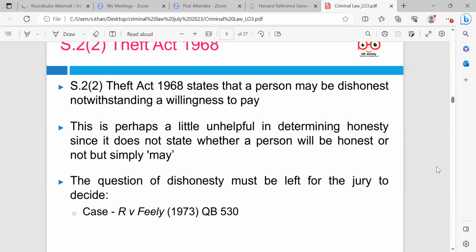The appeal was allowed. Judge Lawton delivered the opinion of the court, and the judge did not leave the jury to decide whether the prosecution had proved the defendant had taken the money dishonestly. Under the applicable statute, theft occurs when a person dishonestly appropriates property belonging to another with the intention of permanently depriving them.